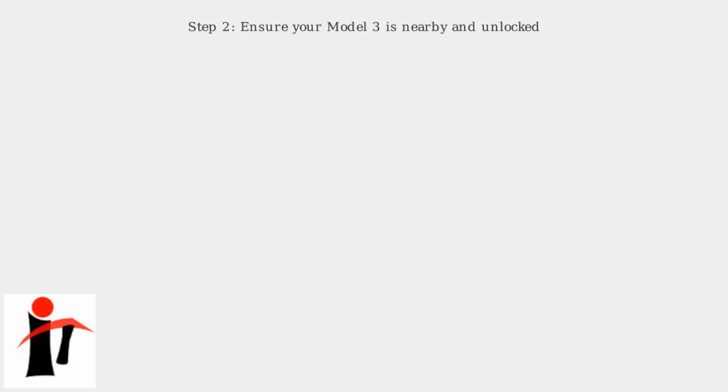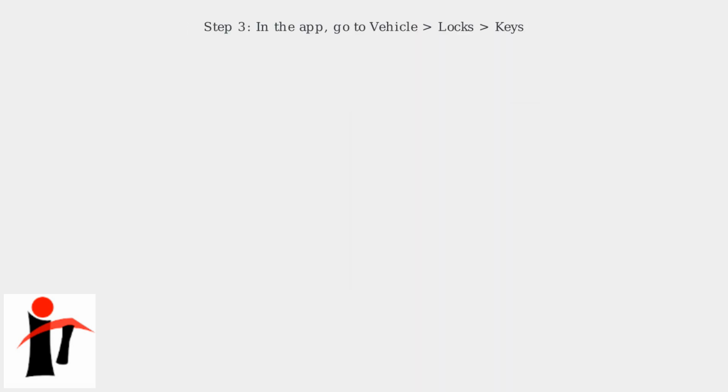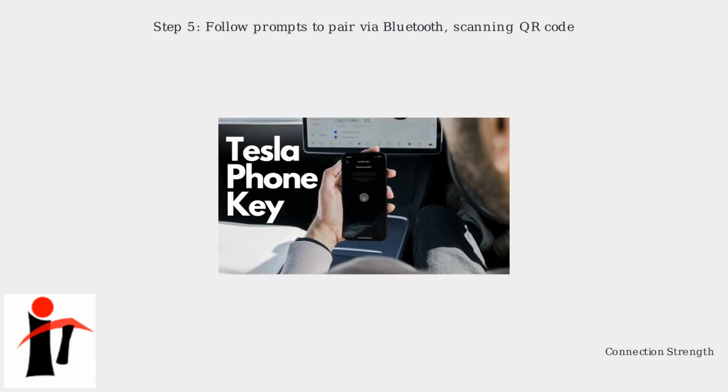First, install the Tesla app on the new phone and log in using your primary Tesla account credentials. Next, make sure your Model 3 is nearby and unlocked for pairing. In the Tesla app, navigate to Vehicle, then Locks, and then Keys. Select Add Key and choose Phone Key from the options. Follow the on-screen prompts to pair the phone via Bluetooth, which may involve scanning a QR code on the touchscreen.